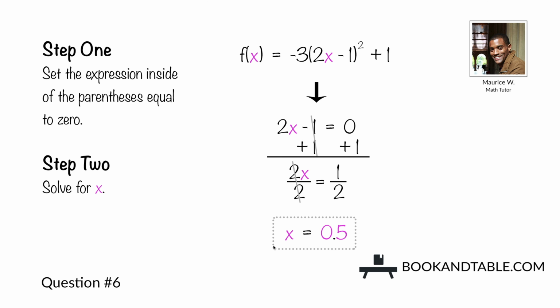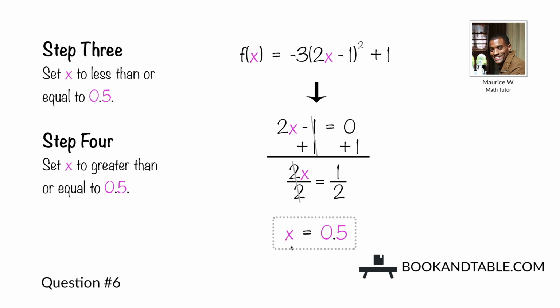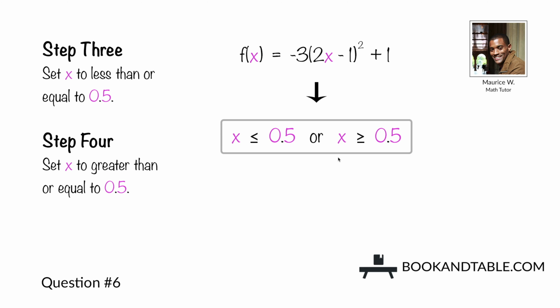So the next thing we want to do is set x to less than or equal to 1/2, or x is greater than or equal to 1/2. So for question number 6, we can restrict the domain at x is less than or equal to 0.5, or x is greater than or equal to 0.5.